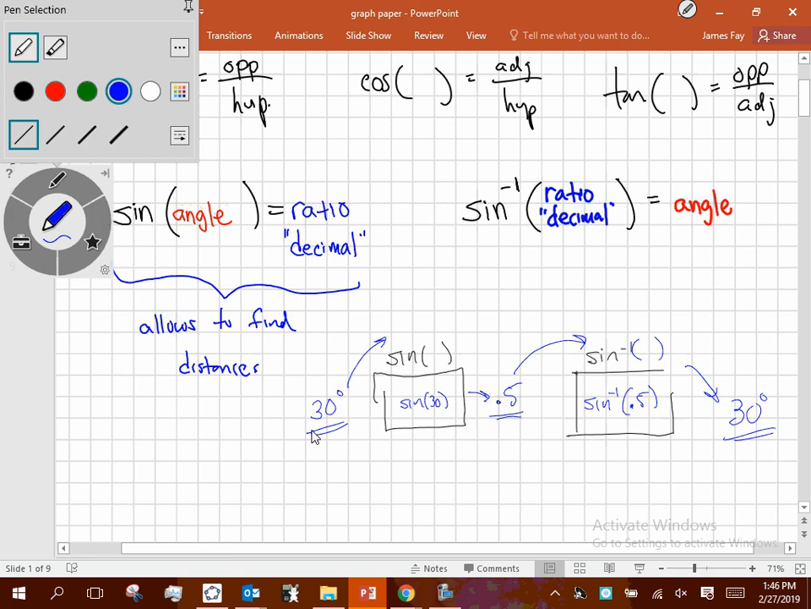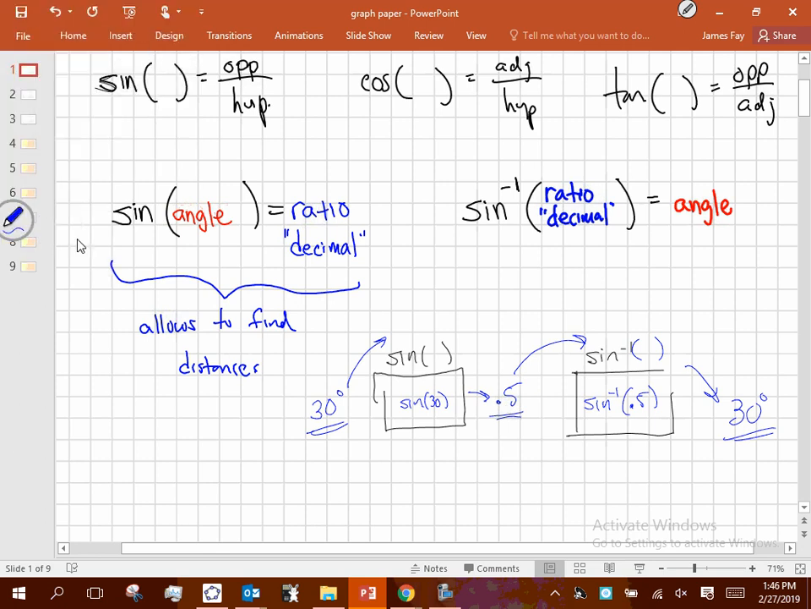I want to show you a couple other maybe visual approaches for this. But this here is going to allow you to find angle measurements. Ultimately that's what we're looking for when we use this function.